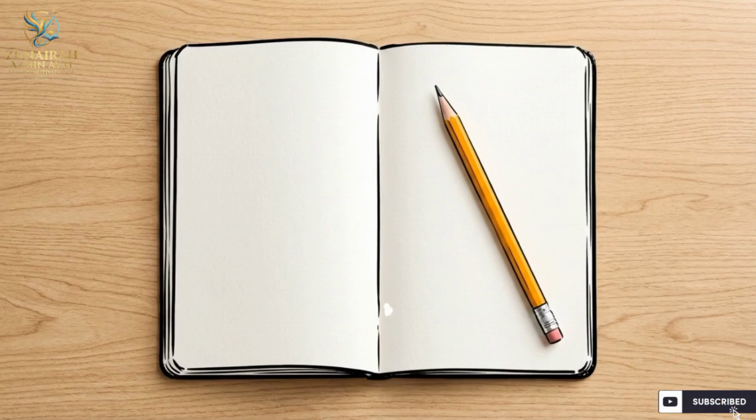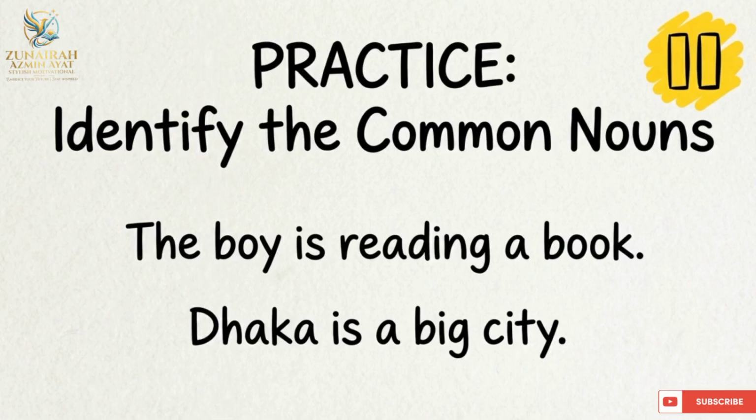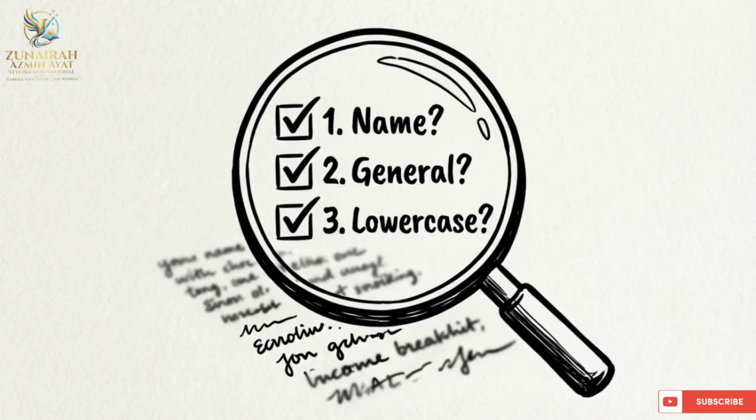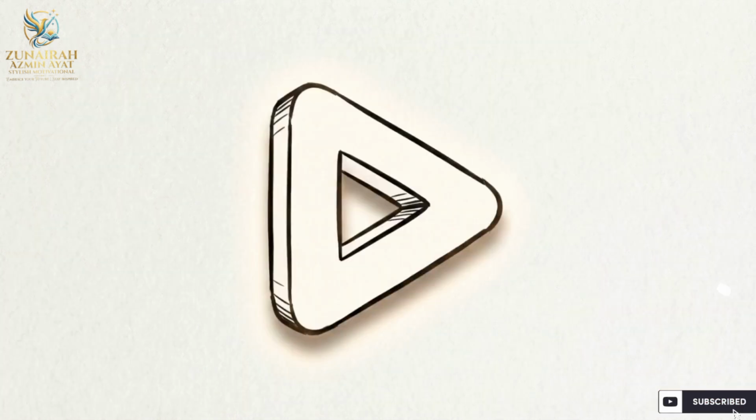Now it is your turn. We are moving to the final step of the workshop, the independent practice audit. Here are your 2 target sentences. The boy is reading a book, and Dhaka is a big city. Pause the video now. Apply the 3-step checklist to write down the common nouns, and hit play only when you are finished. Let's check your work.